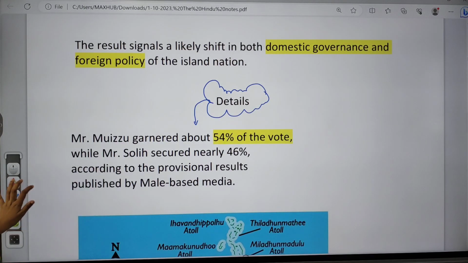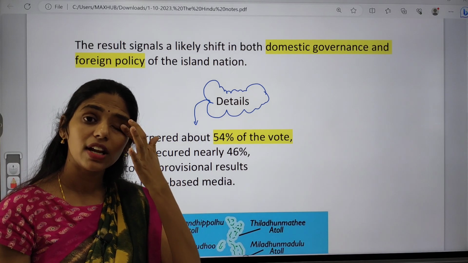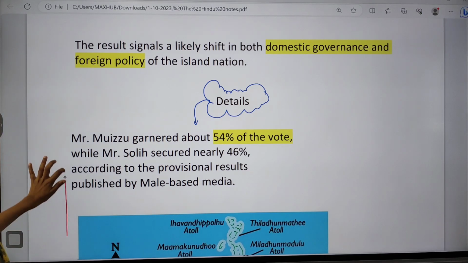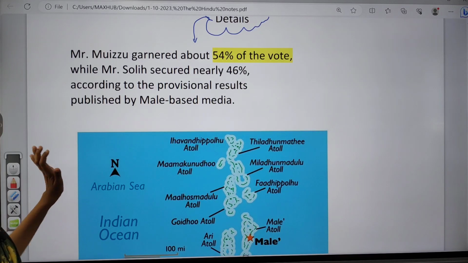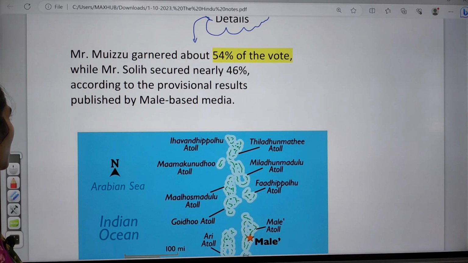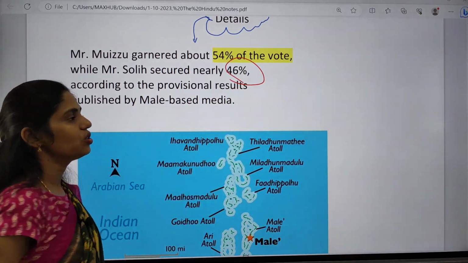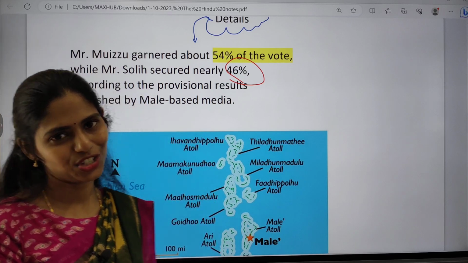Okay, so because of these elections, there is going to be a shift in the governance as well as the foreign policy of the Maldives. If you see the details, it says that Mr. Muizzu garnered about 54% of the votes and Solih got 46% of the votes. So because of this, finally this opposition party member won the elections.